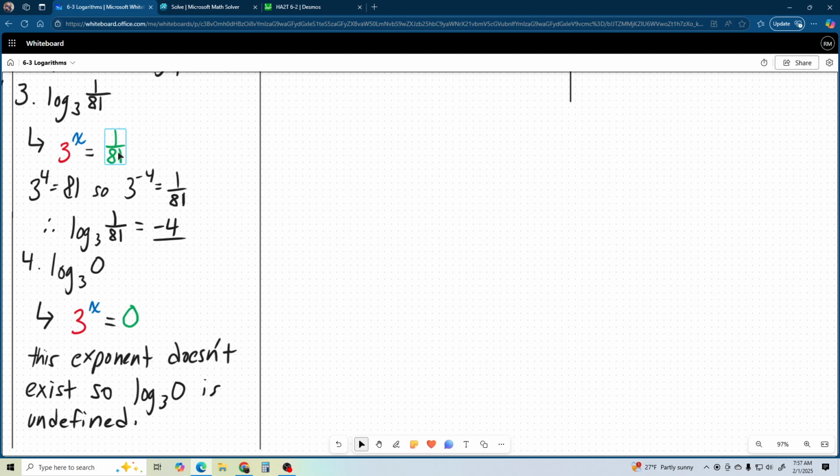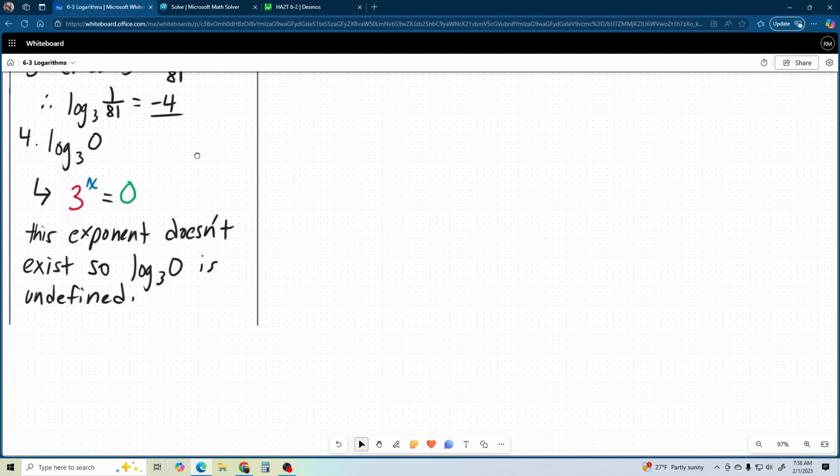So we have to use a negative exponent in order to flip it. In this case, if 3 to the 4th is 81, 3 to the negative 4th is going to be 1 over 81. So in other words, this x has to be negative 4 in order to make this fraction. So log base 3 of 1 over 81 is negative 4. This exponent is negative 4, and that would be our answer.